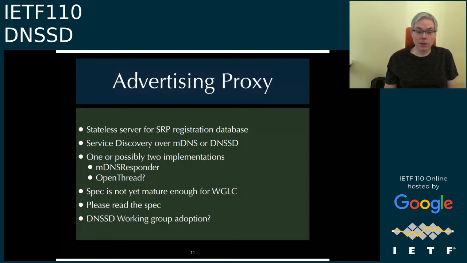Okay, cool. So I mentioned the advertising proxy already. It's a stateless SRP registration database that advertises its contents over MDNS or DNSSD. We have an implementation in MDNS Responder. I think the OpenThread guys did one too, but I'm not sure where that is in terms of maturity. The advertising proxy spec needs a bunch of work. Definitely would appreciate people reading it, and I'd also like to ask the working group to consider adopting it. Next slide.